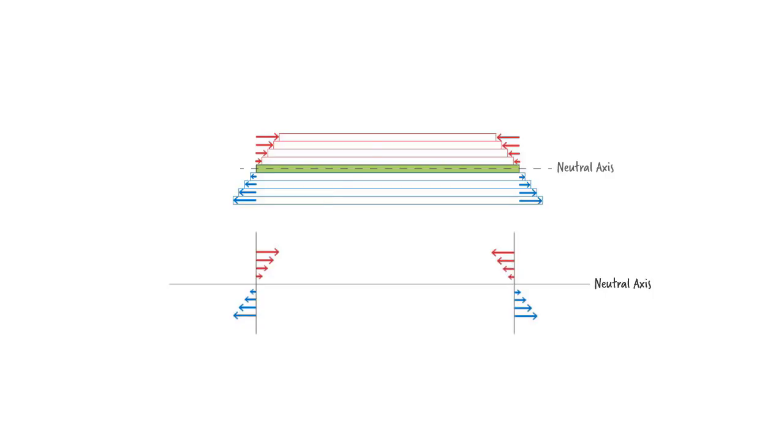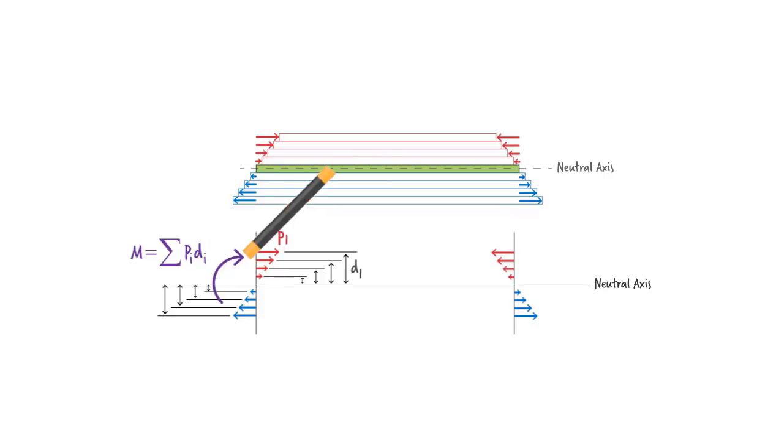Let's refer to this compression force as P1 and denote its distance from the neutral axis as D1. We can do the same for the other forces. So, associated with each force is a corresponding distance from the neutral axis. The bending moment is defined as the sum of the product of each force and its distance from the neutral axis. So we have a clockwise bending moment at the left end of the beam segment and a counterclockwise moment at the right end of the segment.